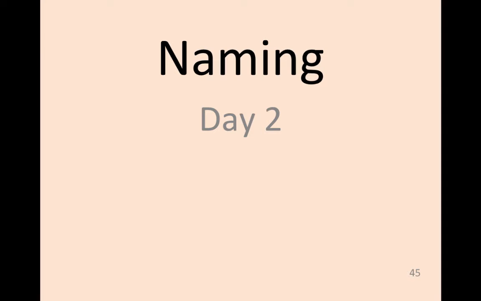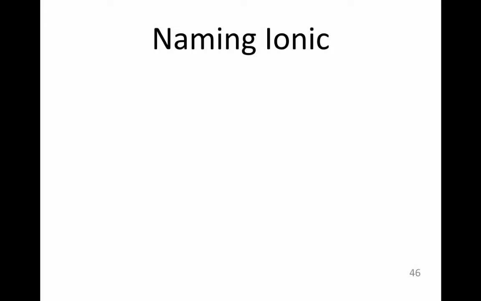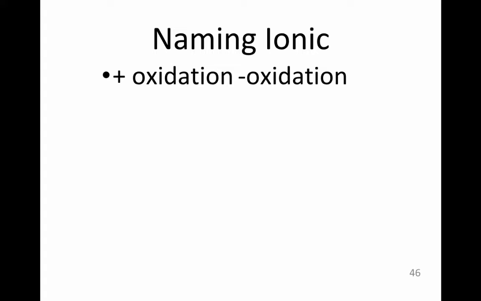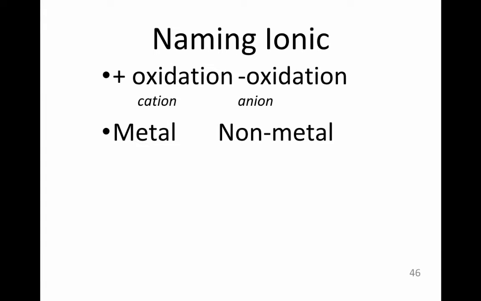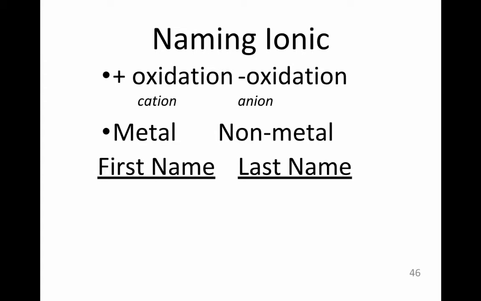Okay, so now let's talk about naming. Now that you have a list of formulas, we're going to talk about how to name those formulas. When you name an ionic compound, you will always have a positive oxidation and a negative oxidation, known as the cation and the anion. The positive will be a metal, and the negative will be a non-metal. And you always have a first name and a last name.